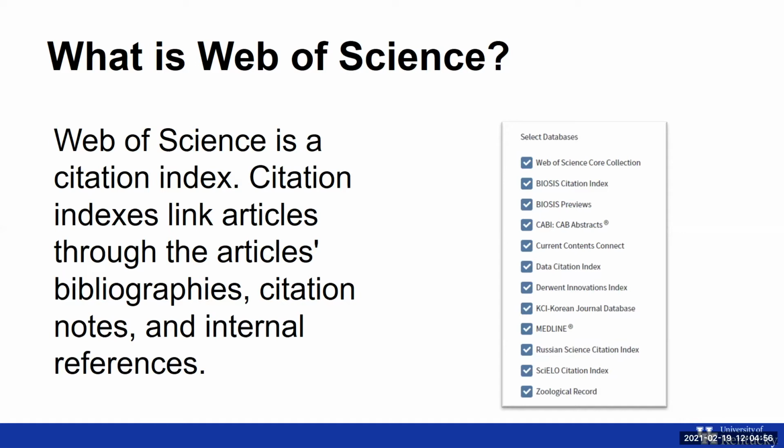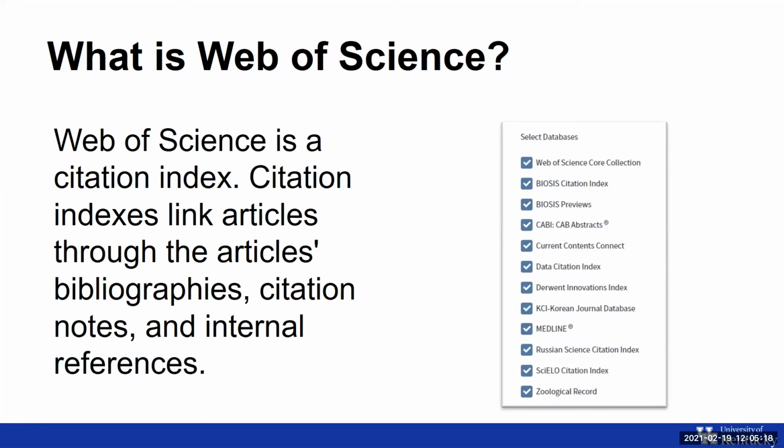We use the cited references to track prior research and monitor current developments over 100 years worth of content. So Web of Science has content back to 1900 and includes 59 million records.